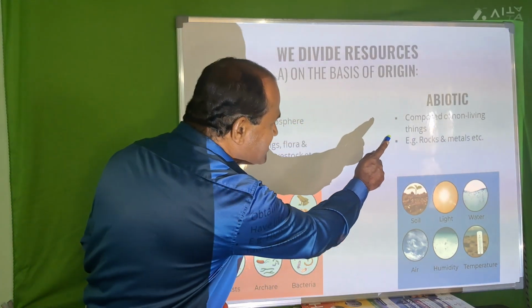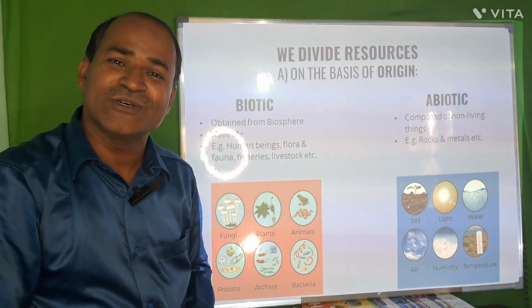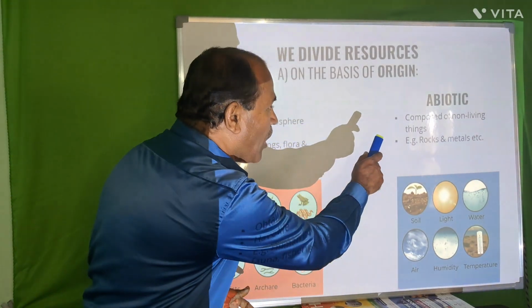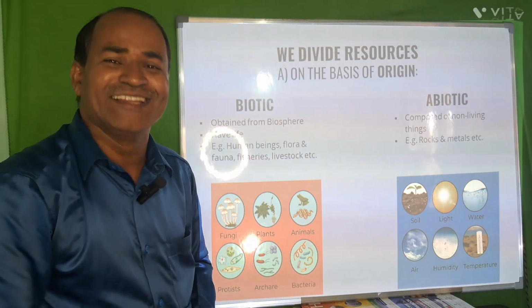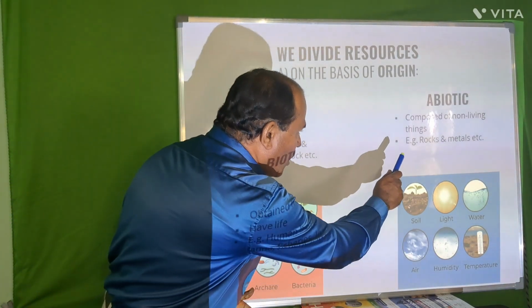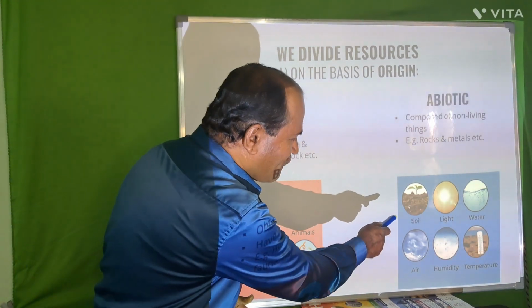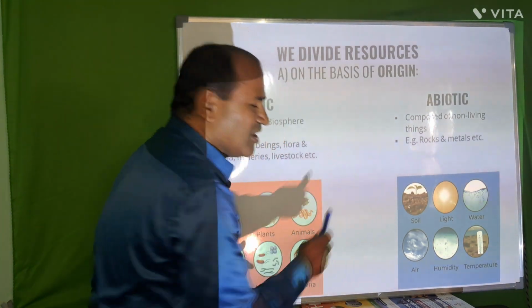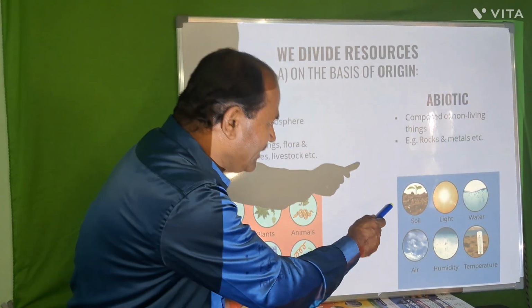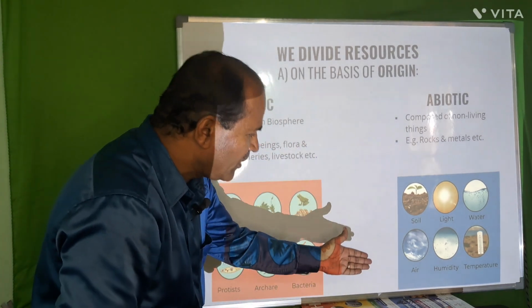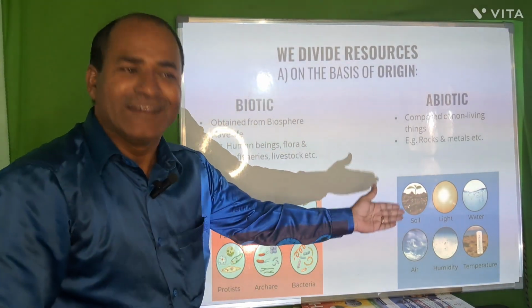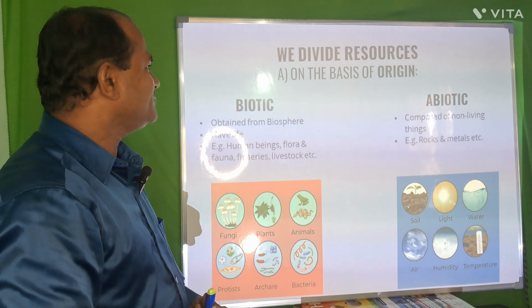What are the examples of abiotic resources? Abiotic resources are composed of non-living things. Examples: rocks, metals, and many more. You may identify some important examples here: soil, light, water, air, humidity, and temperature.